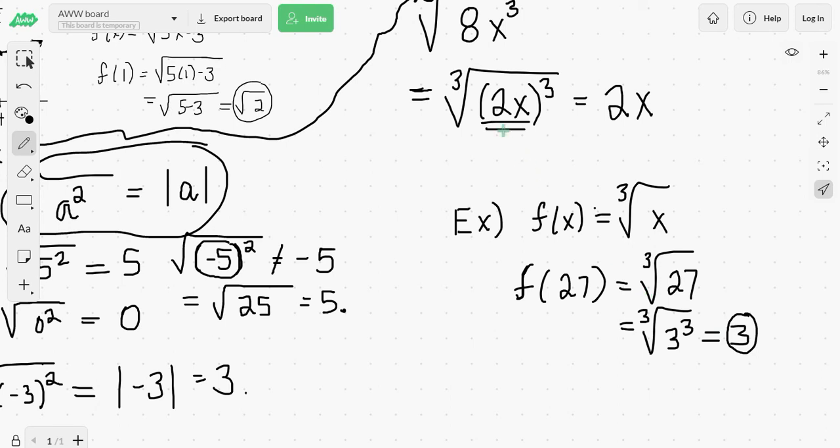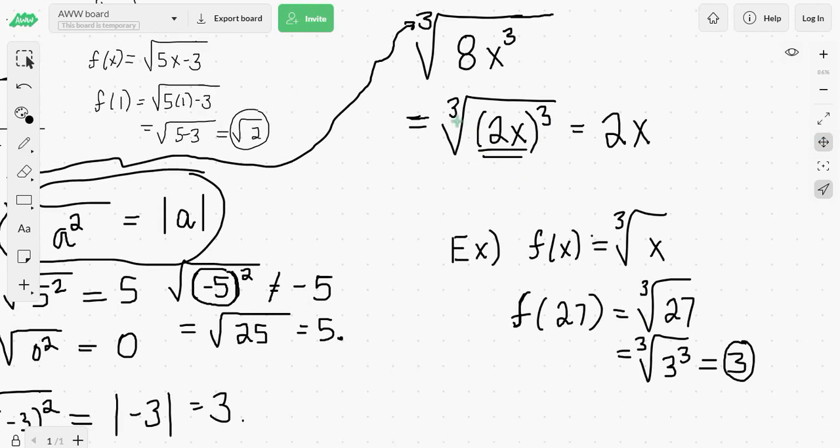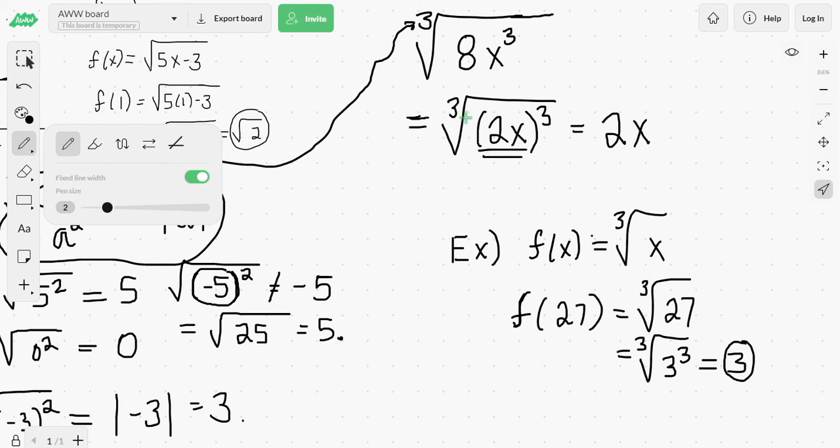So again, just to emphasize, this is an odd root. When you're taking odd roots, it's much nicer than when you're taking even roots. When you're taking even roots, unless the problem specifies that the things you're dealing with are non-negative, you do need the absolute value notation.